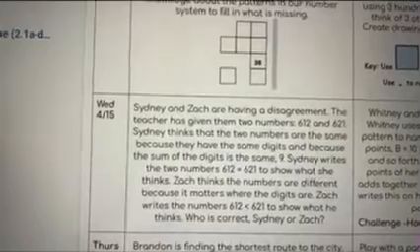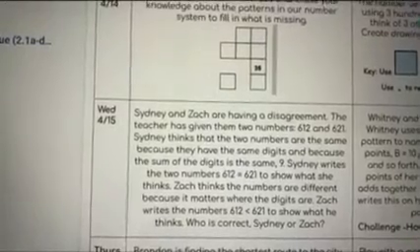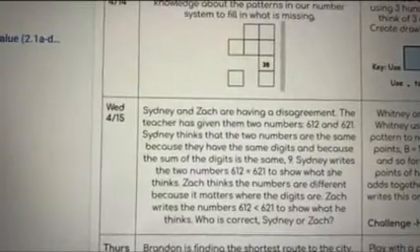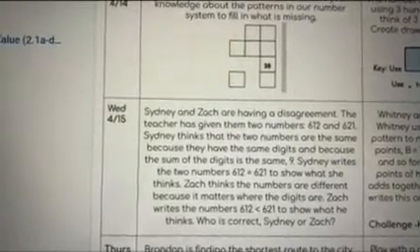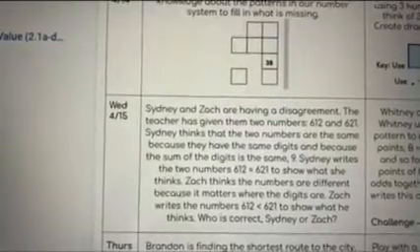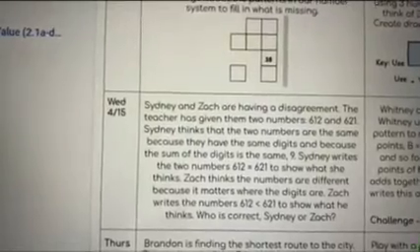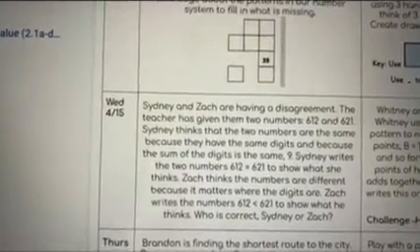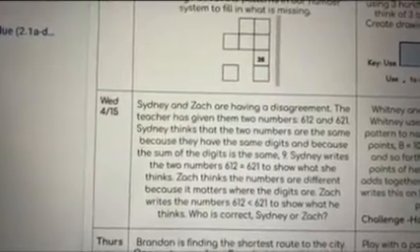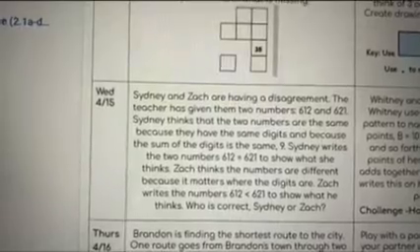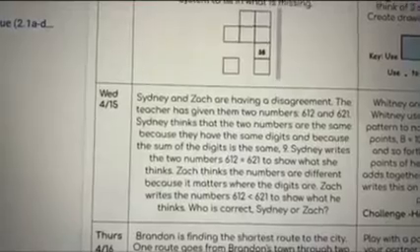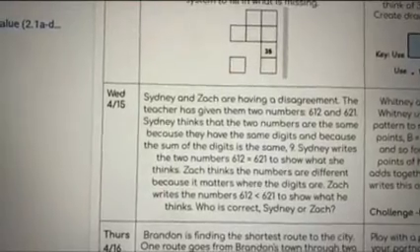Sydney writes the 2 numbers 612 equals 621 to show what she thinks. Zach thinks the numbers are different because it matters where the digits are. Zach writes the numbers 612 is less than 621 to show what he thinks. Who is correct, Sydney or Zach? So take a minute, look at those 2 numbers and decide if they're equal or if one is less than the other. Remember, when we use the little alligator, the alligator always goes for the larger number, just like I would go for the larger stack of cookies, okay?